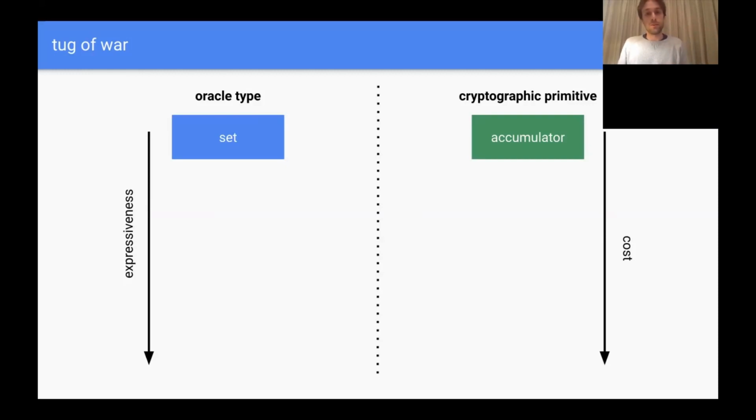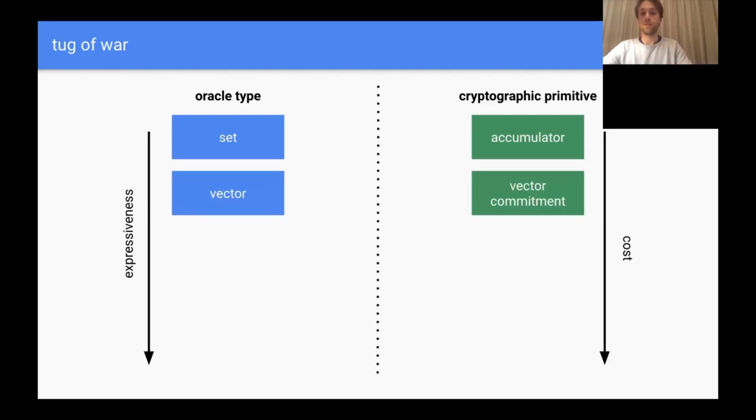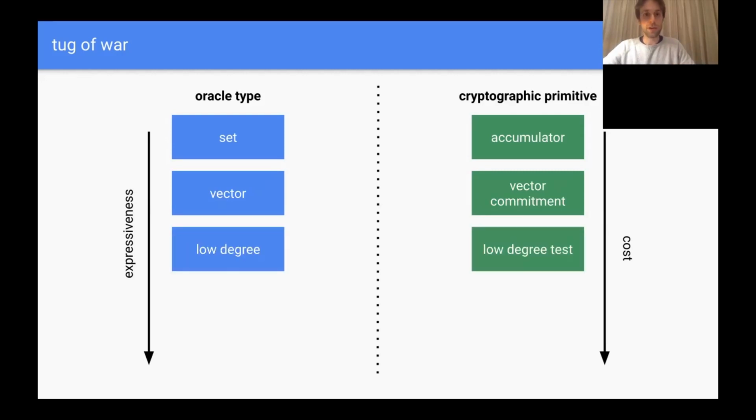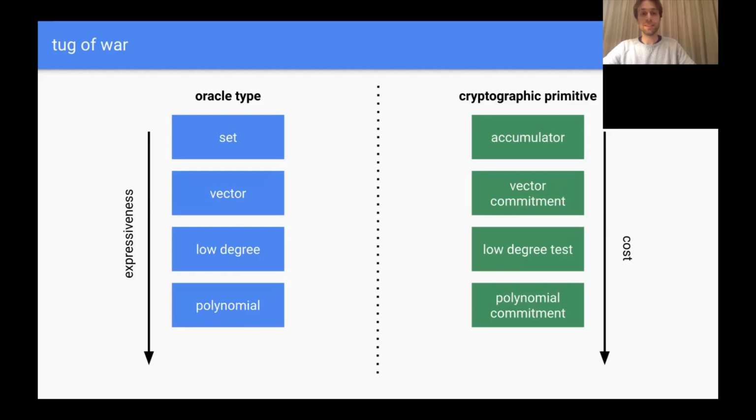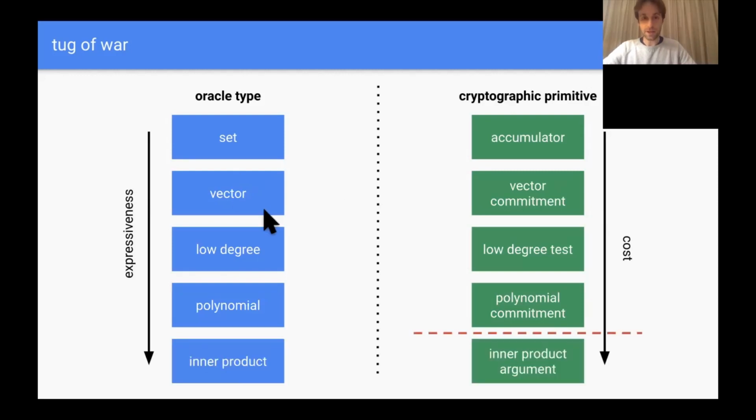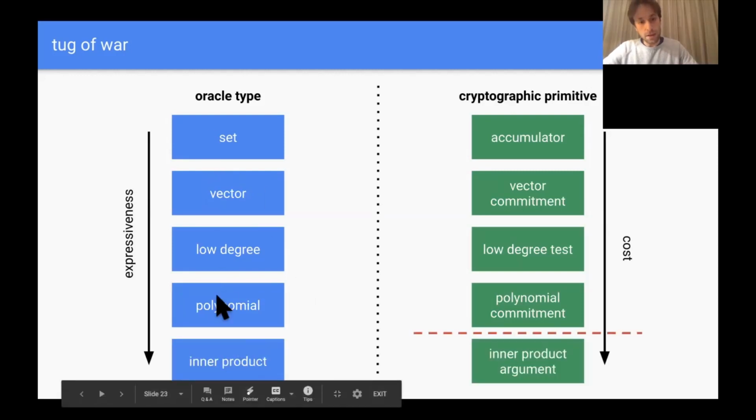There are RSA accumulators, Merkle trees, all sorts of things. And so there's a hierarchy of oracles that you can choose from. The least powerful is the set oracle, but you can try to get more powerful things. You can use a vector oracle, which is a list of elements as opposed to an unordered set. You can have a low degree test, polynomial oracle, and you can also have an inner product oracle. And as you go down this hierarchy, you gain in expressiveness.